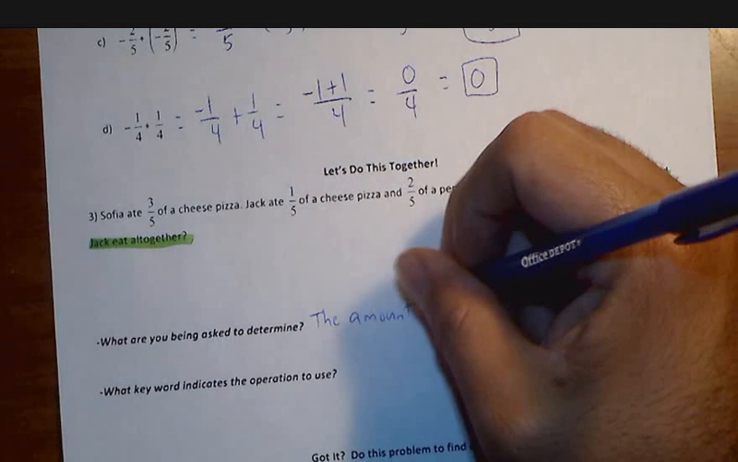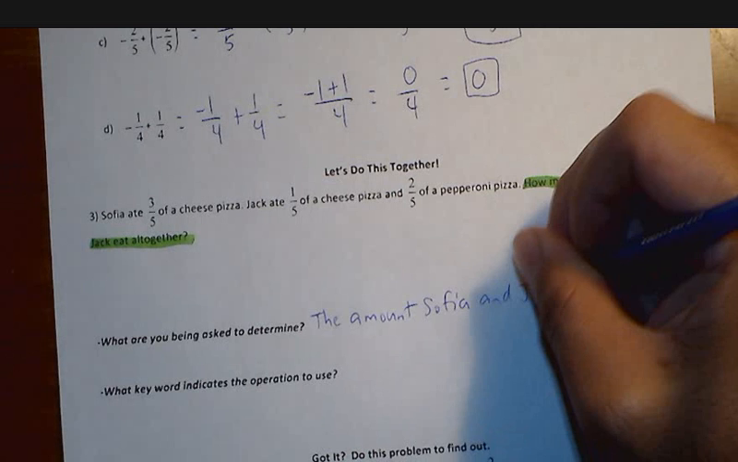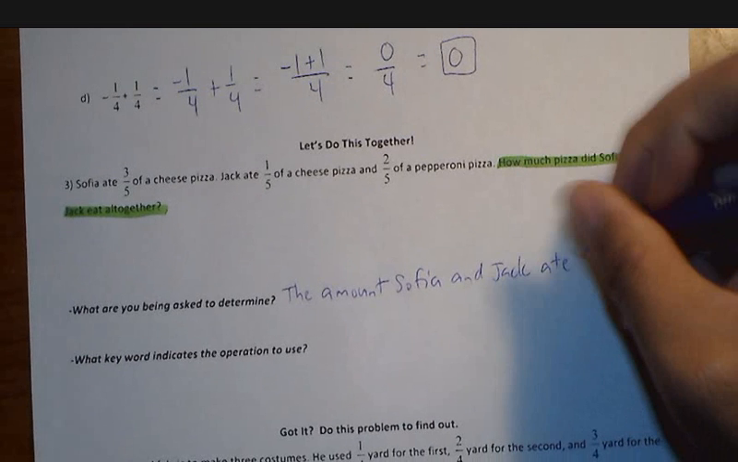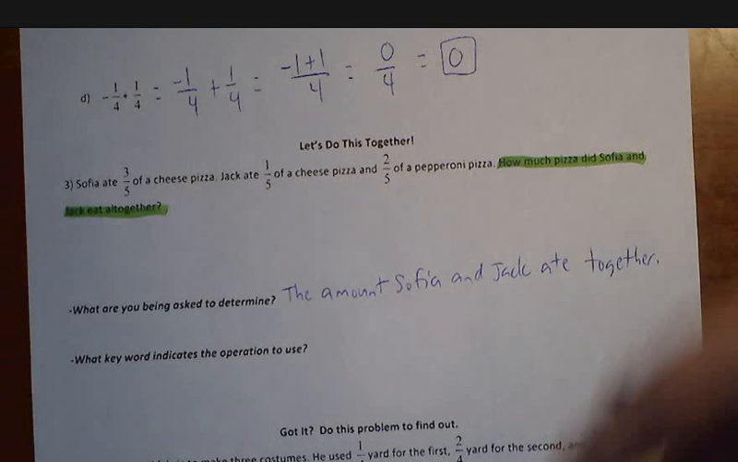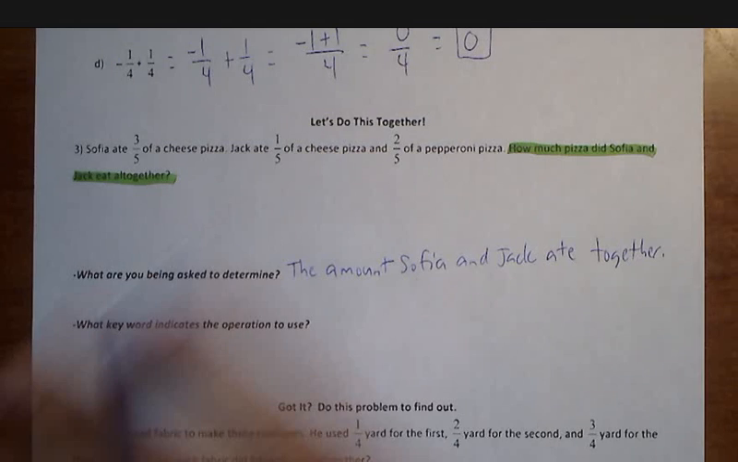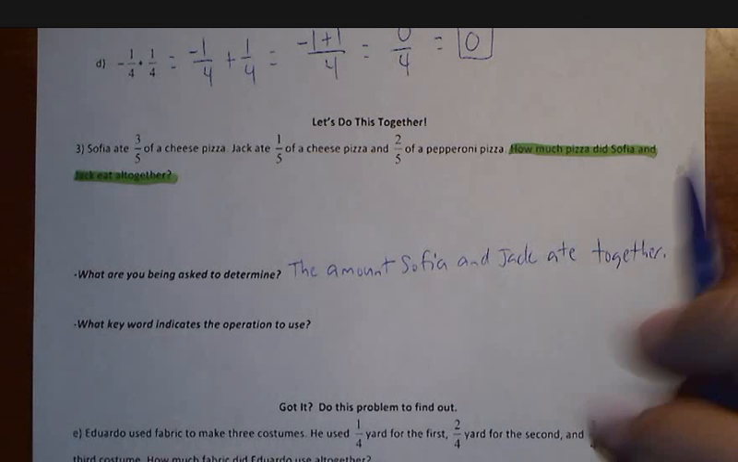The amount Sophia and Jack ate together is what the problem is asking for. Now, before I solve anything, notice I'm not solving anything yet. Right now, I'm trying to wrap my head around this problem and determine what it is asking for.